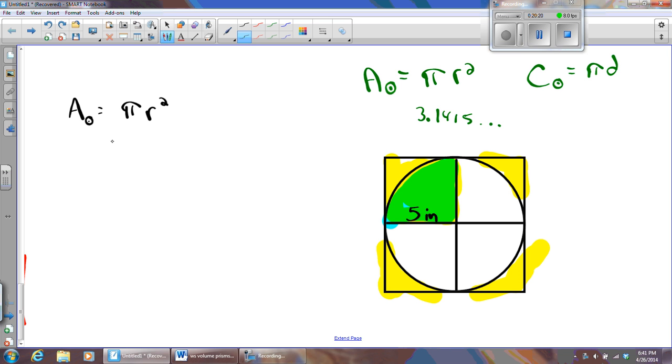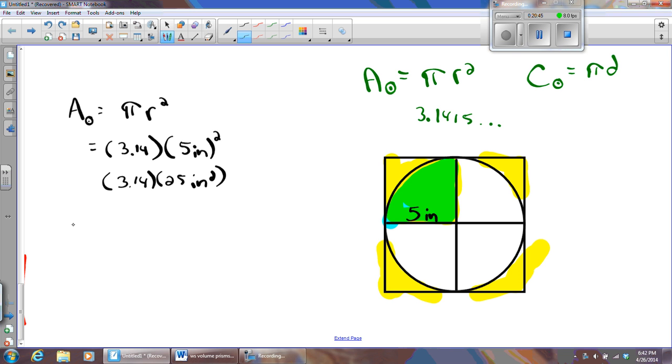Now you can use 3.14 for pi, or you can use the pi key. I think the OAA is going to have you use 3.14, and the radius squared would be 5 inches squared. Okay, that's going to be what? 3.14 times 25 inches squared. And that's going to come out to like 78 something. I'm going to let you verify what that is.